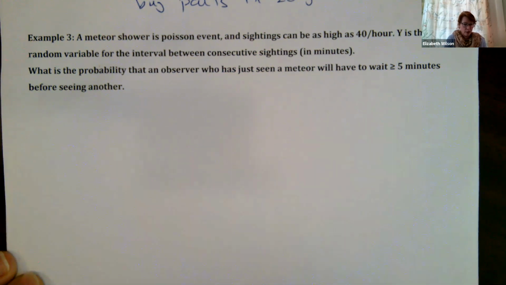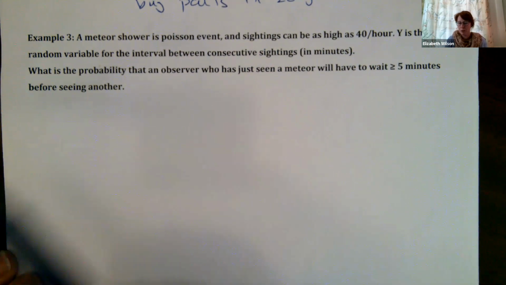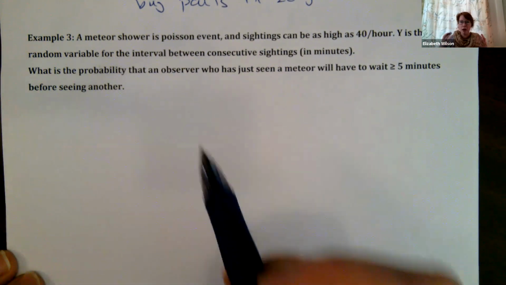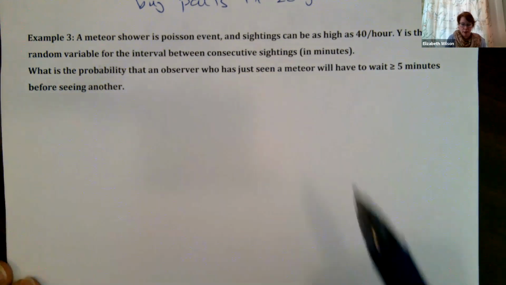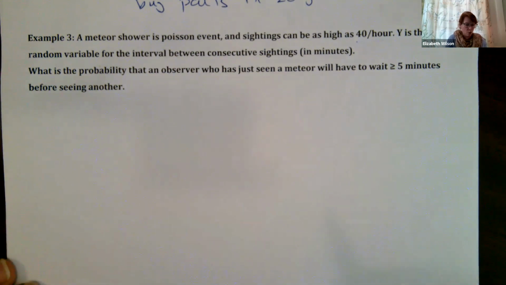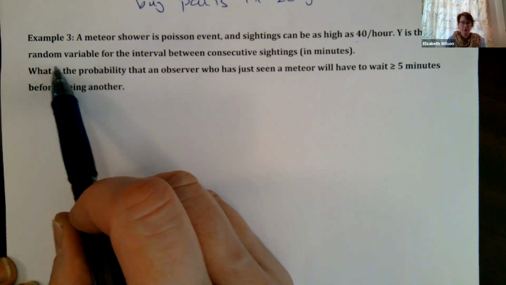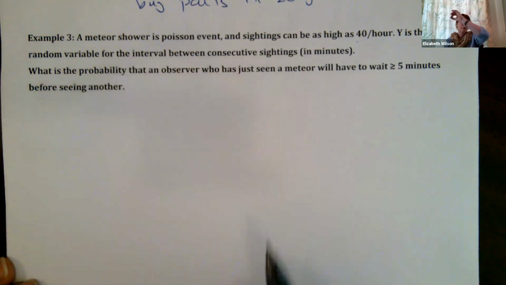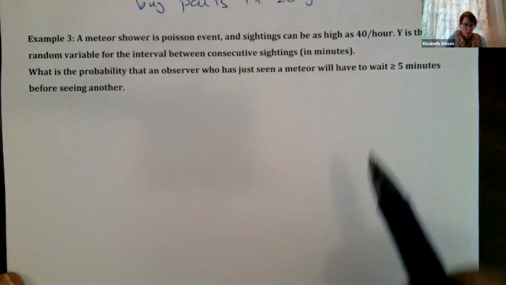Okay, so example 3 says, we have a meteor shower. Meteor showers are typically Poisson, can be modeled with a Poisson model. And the sightings for each meteor that comes can be as high as 40 per hour. It's going to depend on the type of meteor shower. So y is our random variable for the interval between consecutive sightings in minutes, right? I see a meteor come across the sky, I time it, I see another meteor come across the sky. That time between consecutive meteors is my random variable y.